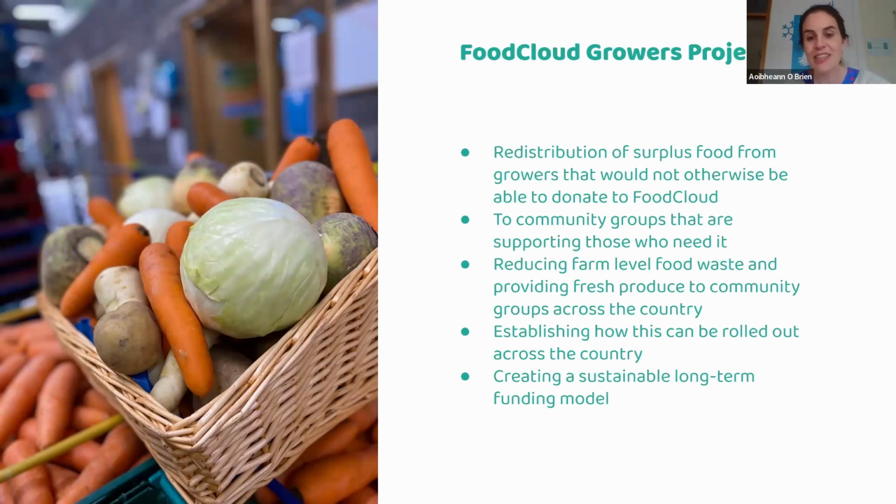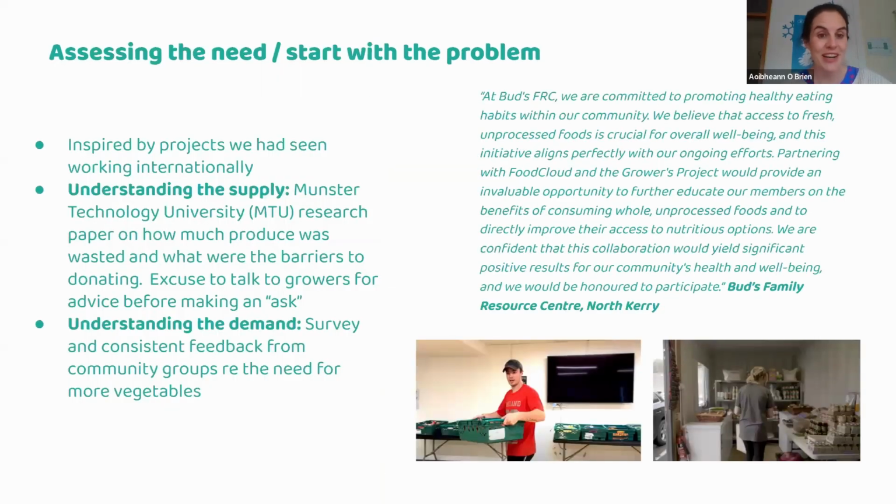The aim of the project is to redistribute surplus food from growers that would be wasted at a farm level and provide that to community groups across the country. The vision is reducing farm level food waste while also providing fresh produce to community organisations across the country. The big challenge is how this can be rolled out nationally and how can it be sustainable in the long term. So there was a big vision for the project, but with all projects, you have to start somewhere and you have to start small.